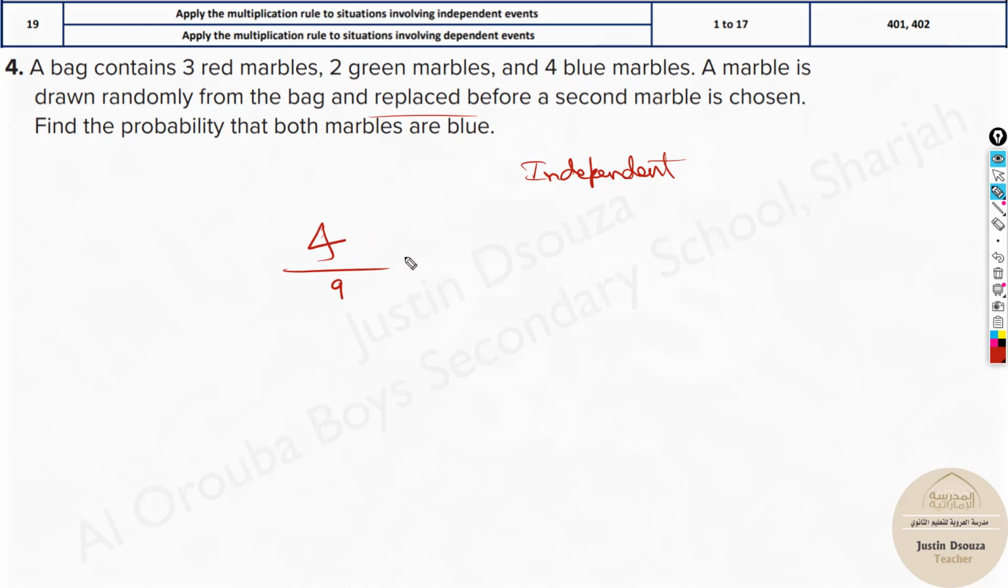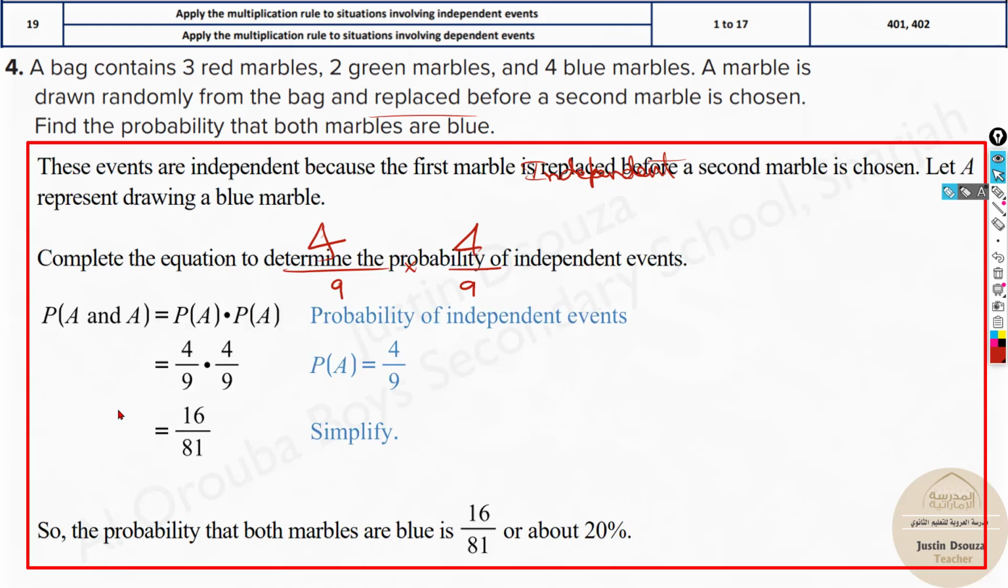There are 4. And even the second time, it's again 4. Why? Because after taking the blue marble, that's put back, right? So this would be the answer. 4 by 9, 4 by 9. That's it. Then put it in the calculator and solve it.